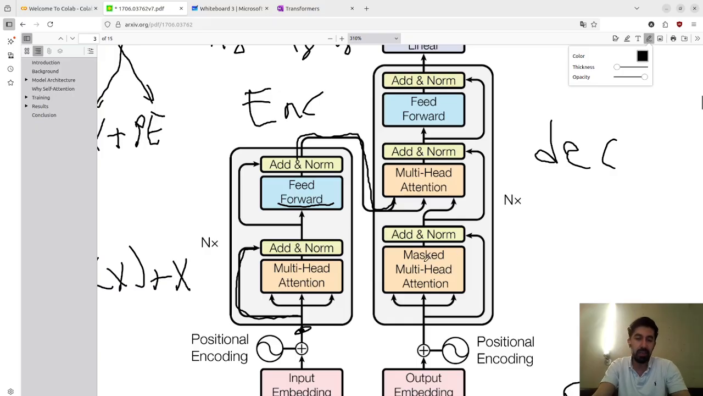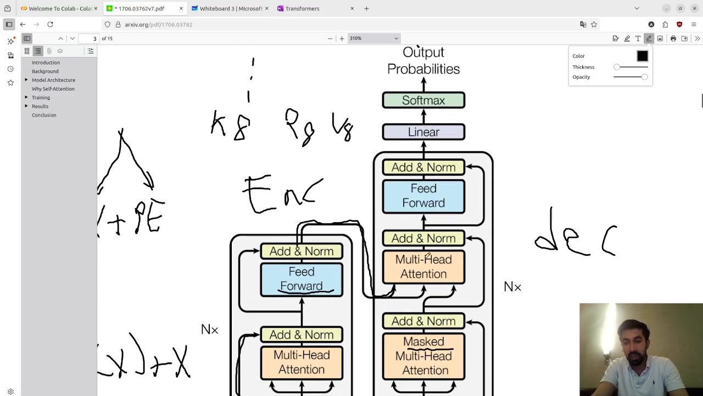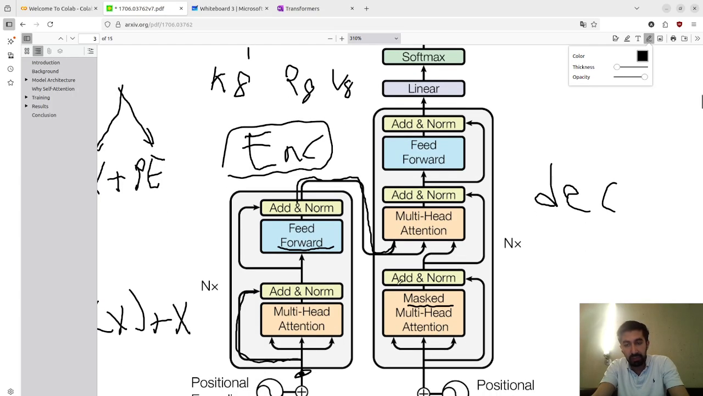I'll explain what masked is in a bit. Then we add and normalize. And the second time we do multi-headed attention again. However, the key and query come from the encoder. So from the encoder we get the key and query, and the value comes from the first attention, and we do attention again. And this is called cross attention.